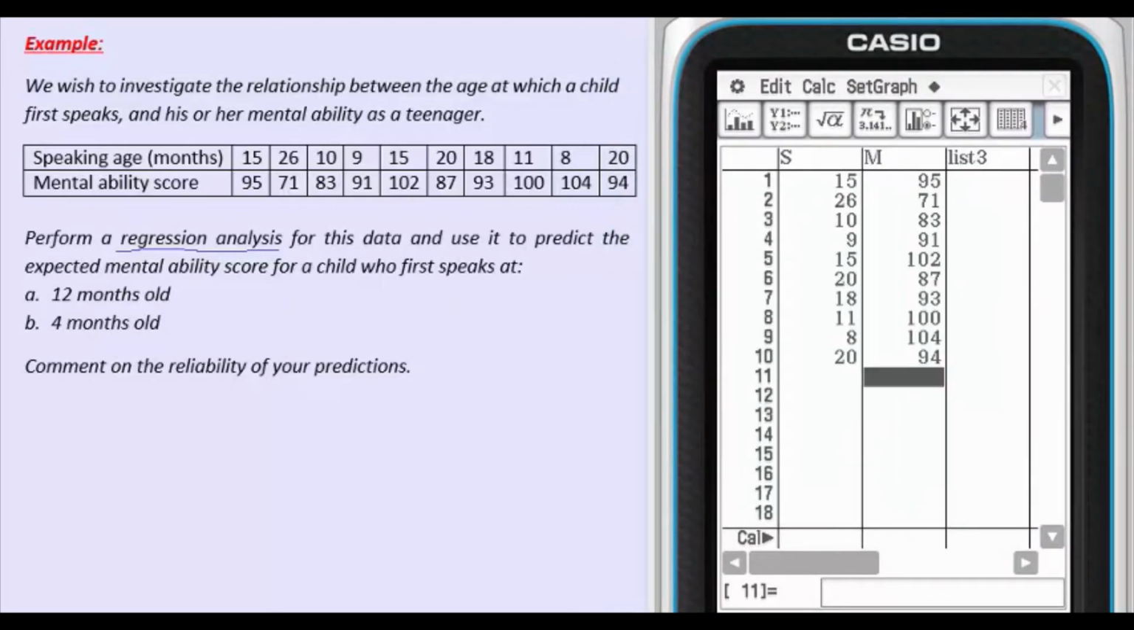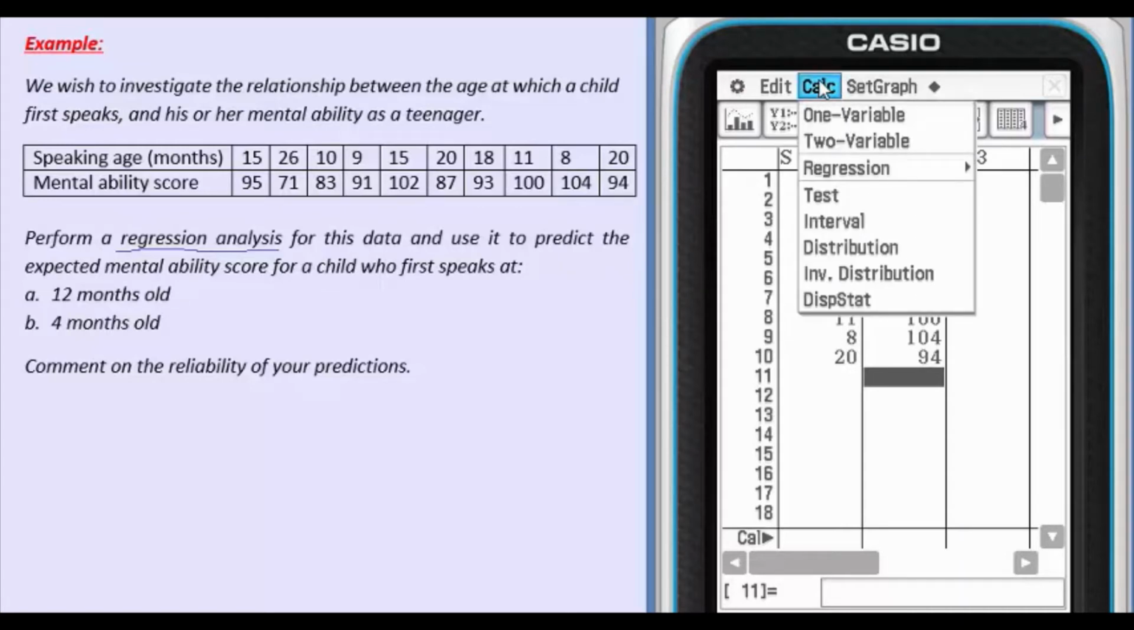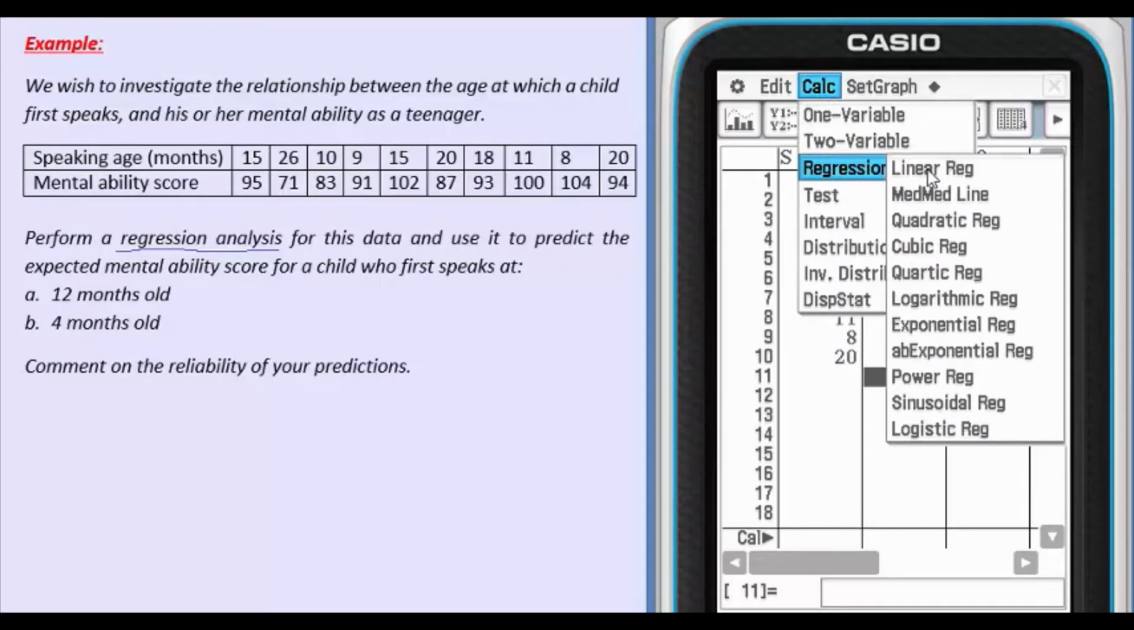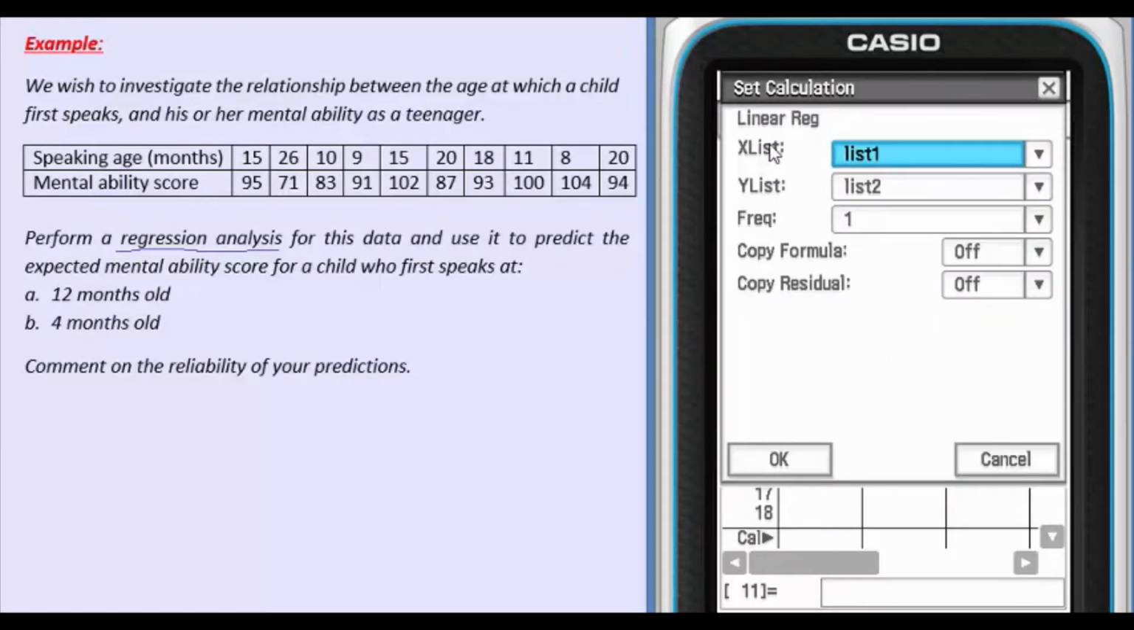So here's our data in our calculator, and we're going to find the equation and have a look at our data. So remember, I go calc and regression and linear regression. Now, it needs the explanatory and the responsive variable. And it's always easier, would you believe, to start with the responsive variable.